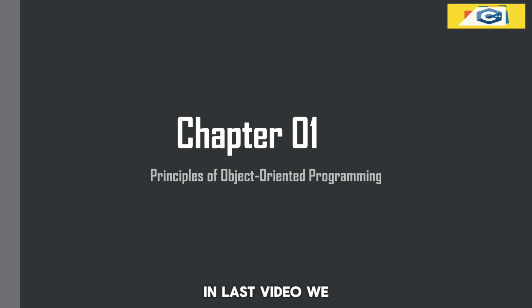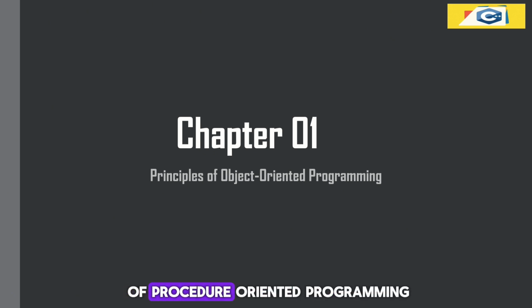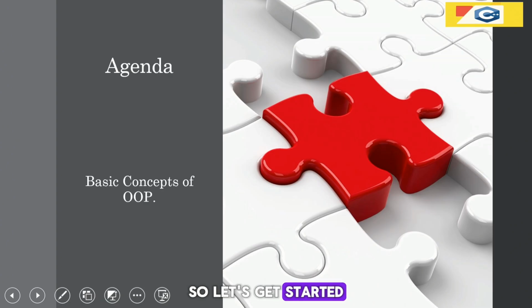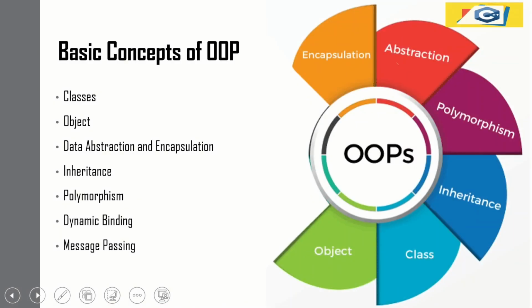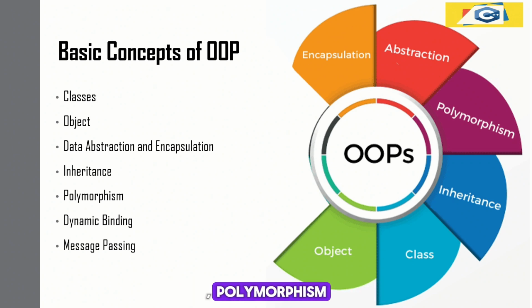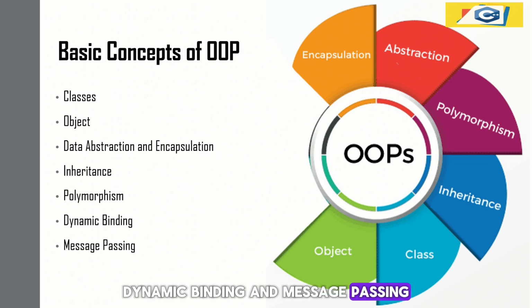In the last video, we have seen the structure of procedure-oriented programming, the limitation of it, and the structure of object-oriented programming. Today, we will learn about some of the basic concepts of OOP. So let's get started. The concepts of OOP include classes, objects, data abstraction and encapsulation, inheritance, polymorphism, dynamic binding, and message passing.